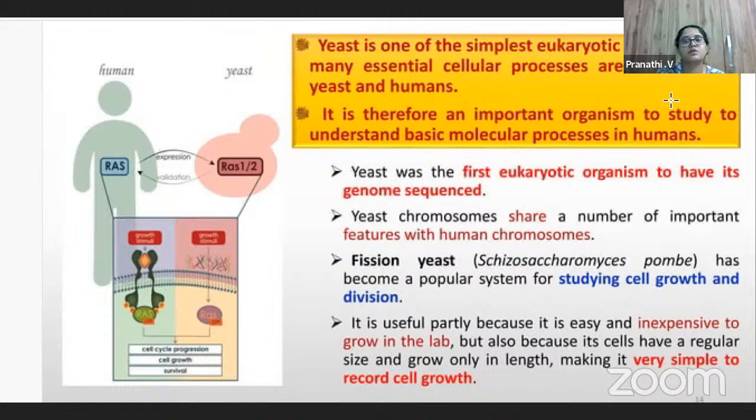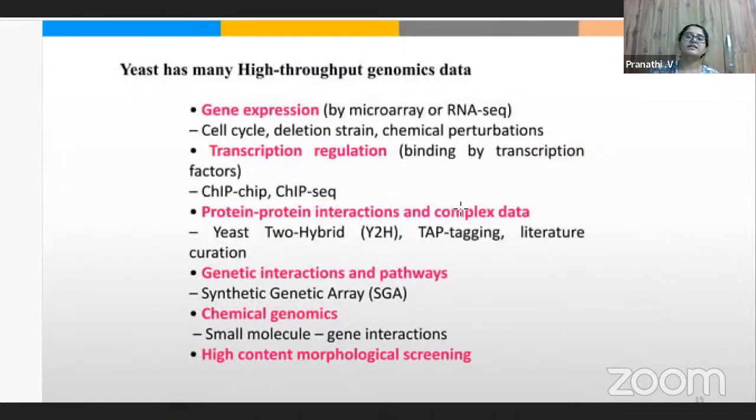That is because it's quite, I wouldn't say cheap, but yes, it is not as expensive as other organisms to grow in the lab. And also, they grow only up to a certain length, so you can control its growth as well as cell division. And it has a lot of genomic data also, in fact, and there are many genetic mechanisms for studying the genes.